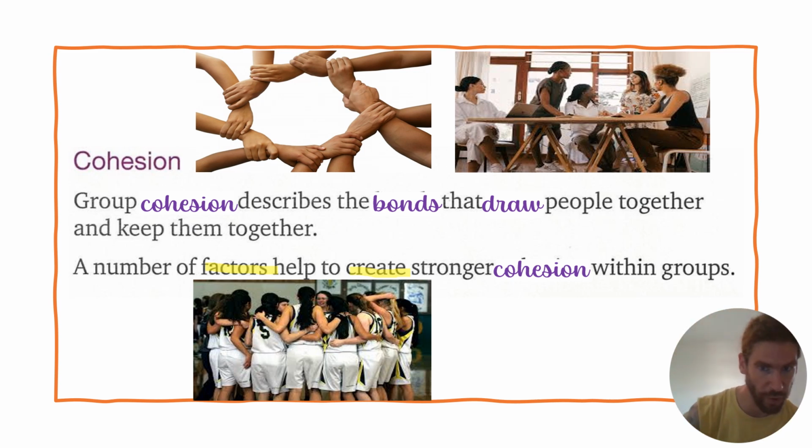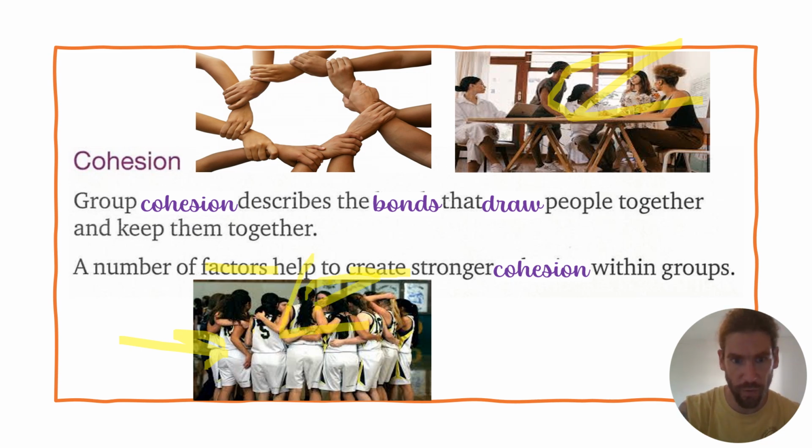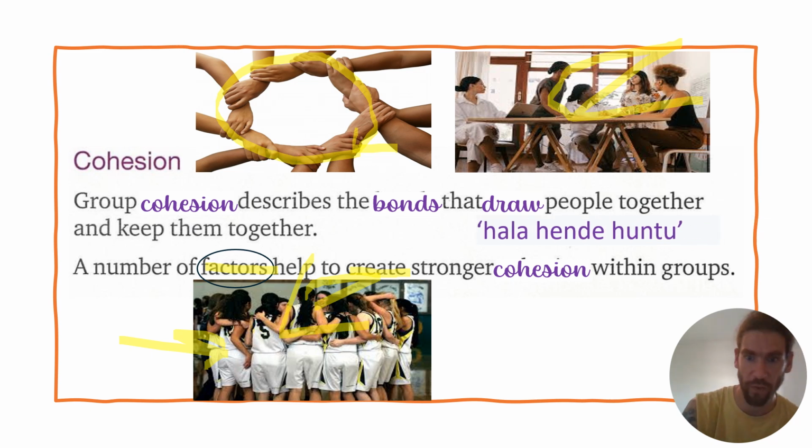If it's a basketball team or a functional group, it doesn't matter. All kinds of groups need cohesion, and when you have cohesion, you have people working together in a positive manner. A translation of draw people together would be hala in the huntu. What does bring people together? What draws people together? I'm going to talk about that now.